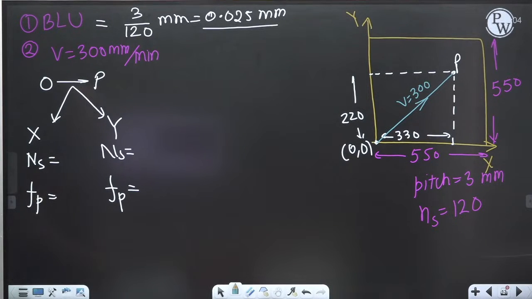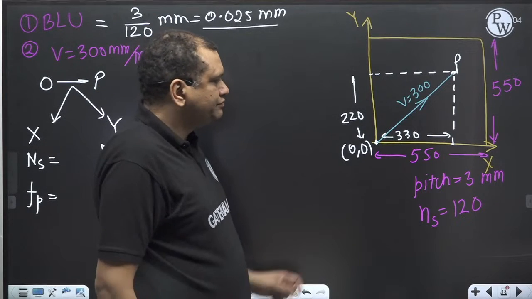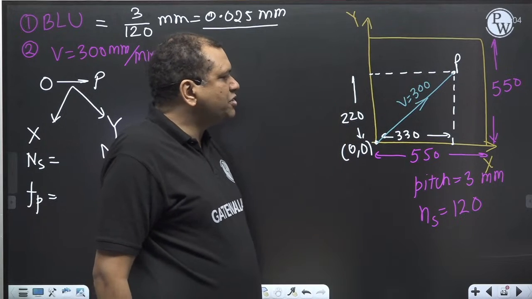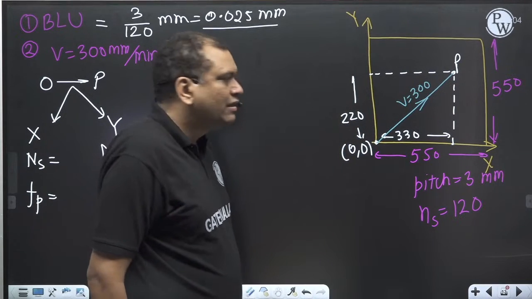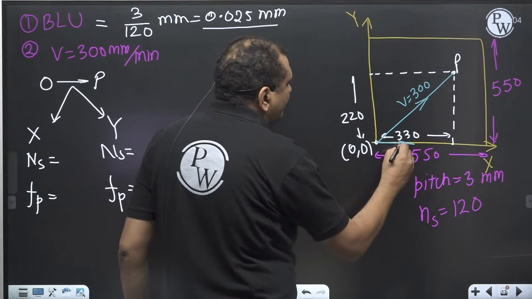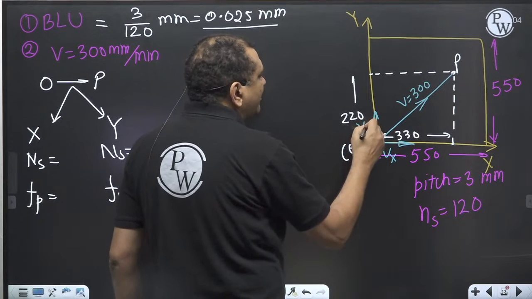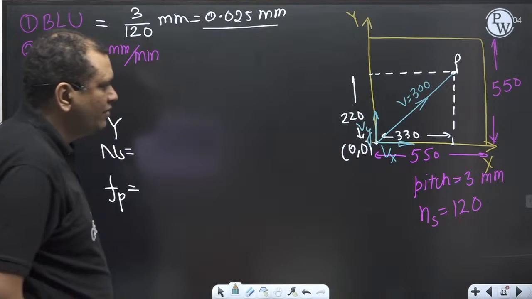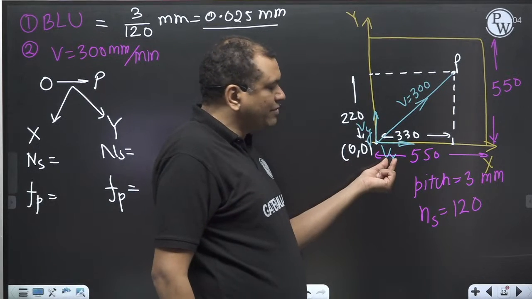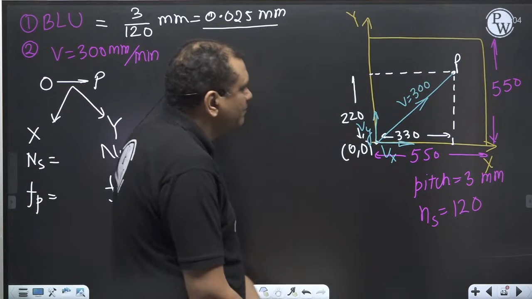Okay, I will give you a hint. Look at the board. Velocity along the OP direction is given to you. Now, I want to calculate this velocity Vx and the velocity Vy. Because how much is the velocity of stepper motor X? How much is the velocity of stepper motor Y?